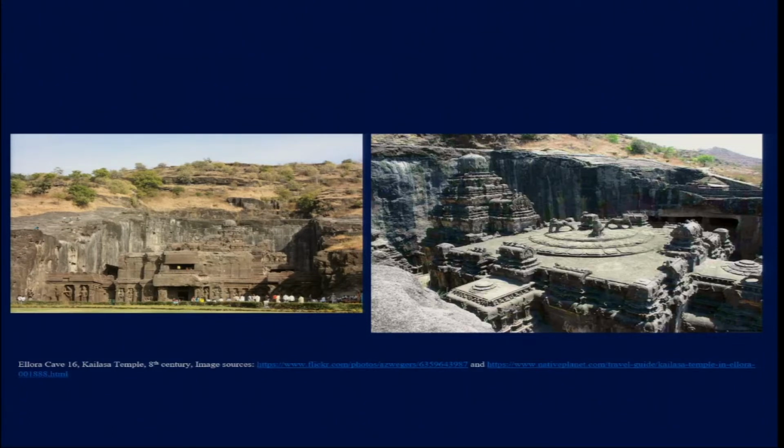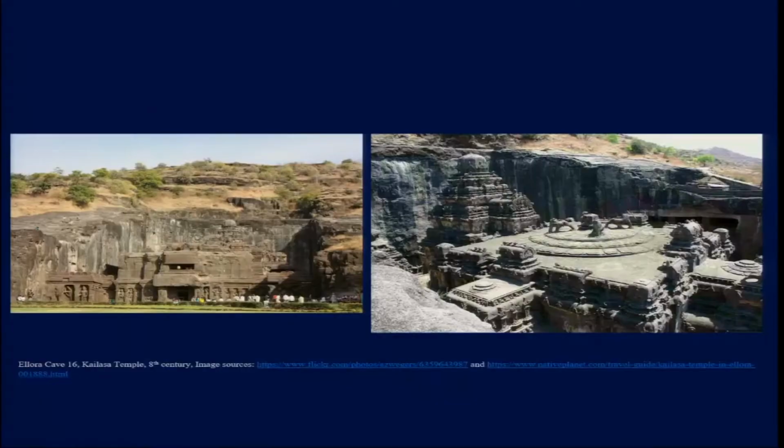We find there are around 34 caves in the site of Ellora, which were made from 600 BC to 600 AD to 1000 AD. And during this time period, not only one religion but three religions flourished in this place. So there are Jain caves, Buddhist caves, as well as Hindu caves.